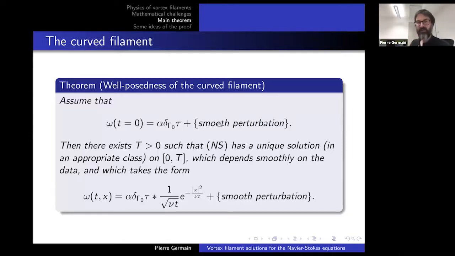So actually, whether you add the smooth perturbation or not doesn't really simplify or make the problem harder. Most of the problems are already there for the smooth vortex filament. So what we prove is that there exists a positive time for which Navier-Stokes has a unique solution in an appropriate class, which depends smoothly on the data. So there is a kind of local well-posedness. And furthermore, it takes the following form.